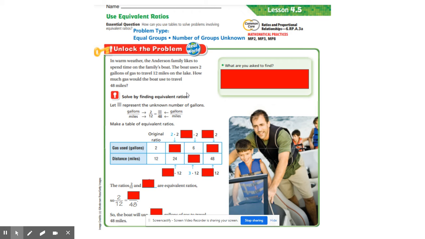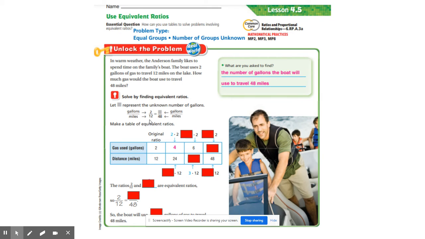In warm weather, the Anderson family likes to spend time on the family's boat. The boat uses 2 gallons of gas to travel 12 miles on the lake. So how much gas would the boat use to travel 48 miles? They're asking us to find the number of gallons the boat will use to travel 48 miles.